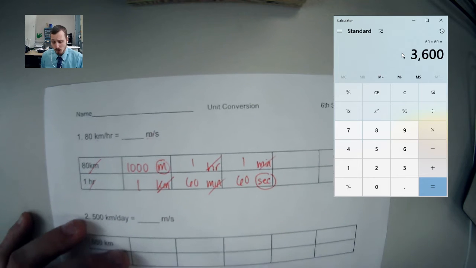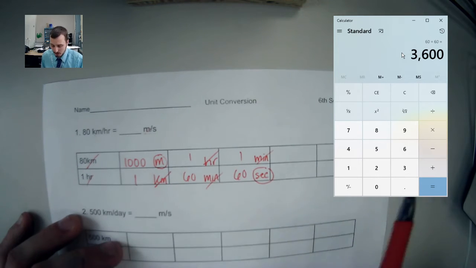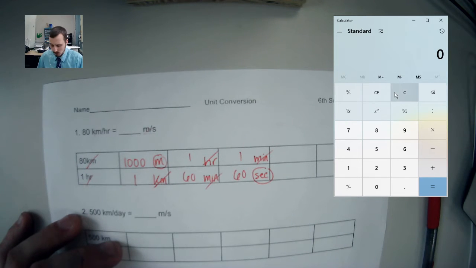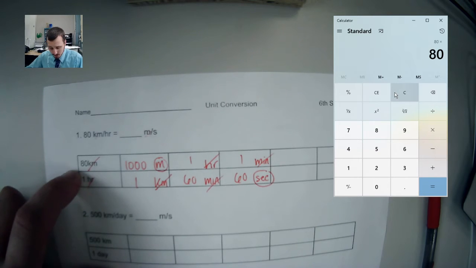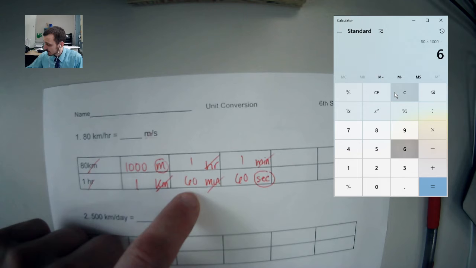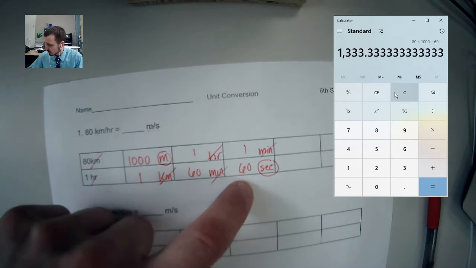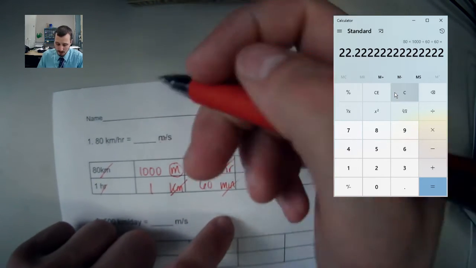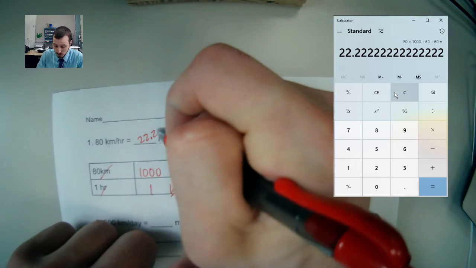So if we go ahead and just type in our multiplication and division stuff in the calculator, if I do 80 times 1,000 divided by 60 divided by 60, we get the answer of 22.2 repeating.